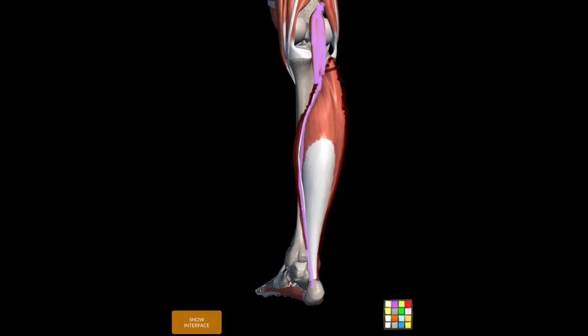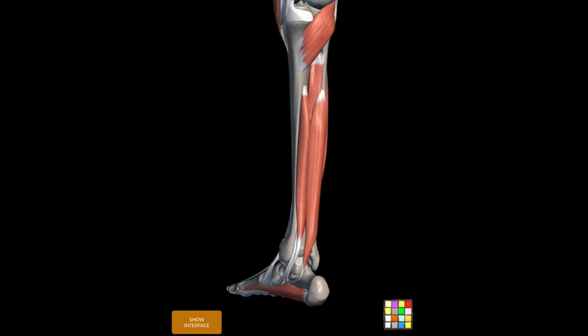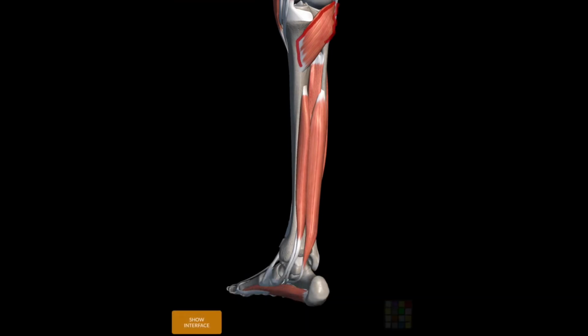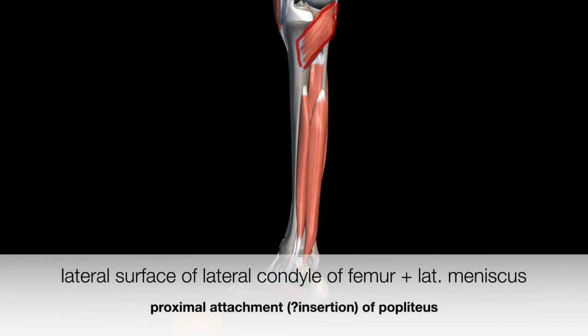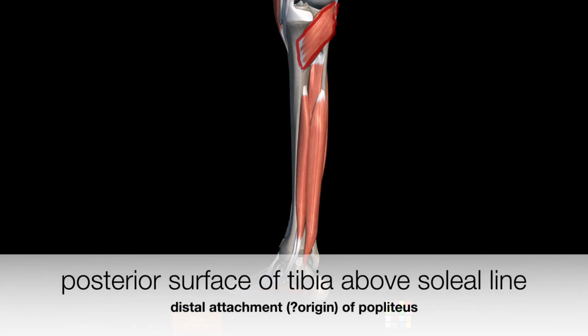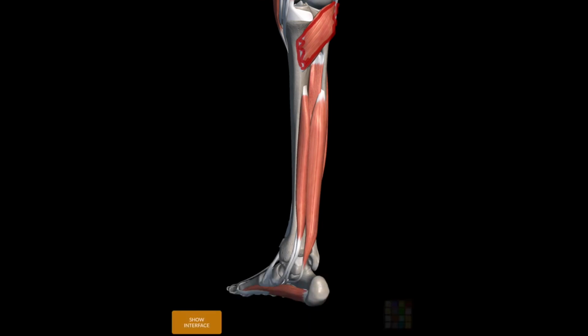To see the deep flexor muscles, we'll remove these two to reveal the four muscles in the deep posterior compartment. The most proximal one here is popliteus. It's related to the knee joint. Its proximal attachment is to the lateral surface of the lateral condyle of the femur and to the lateral meniscus, and its distal attachment is to the posterior surface of the proximal tibia here above the soleal line, and it has a role in unlocking the knee joint from its locked position in full extension.